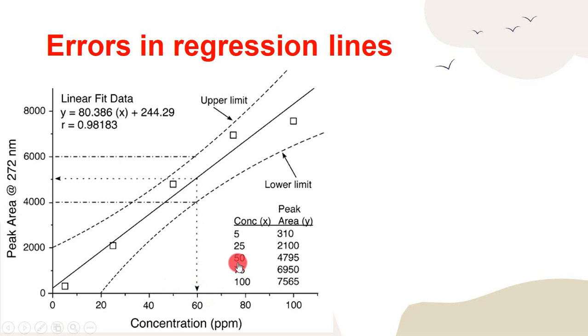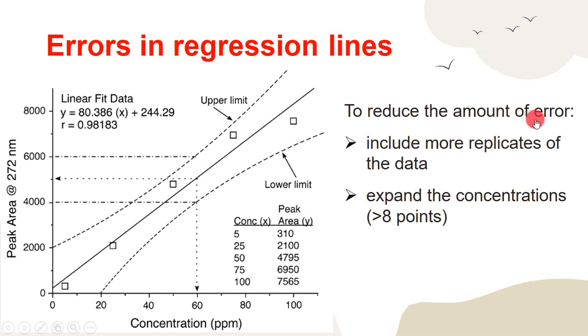So how can we lower the amount of error? The first way is to include more replicates of the data. This means that for each of these data points, you should conduct more experiments. So, for example, at this value of concentration, you should prepare 3 or 4 solutions, and then you measure the value of peak area. So this is the first way.